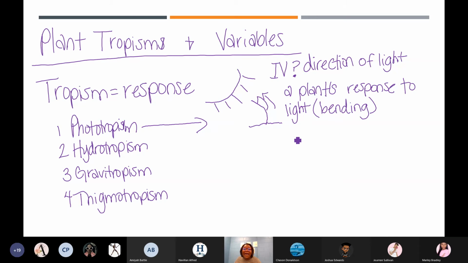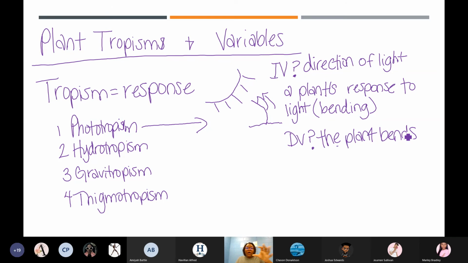And what would be my dependent variable then? What would be my ending result, my outcome? What is the plant going to do in the direction of light? Photosynthesis. Not only that, but with phototropism, what's that plant stem going to do? Bend to it. So that's our dependent variable here. The plant bends.